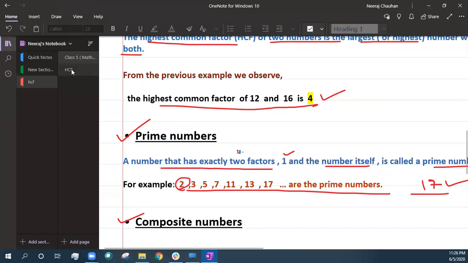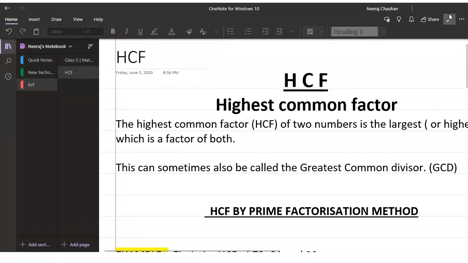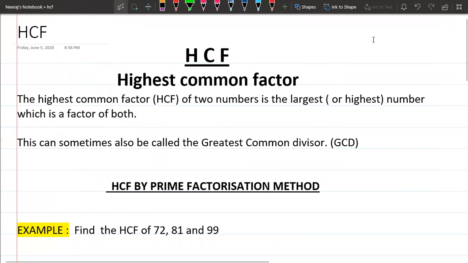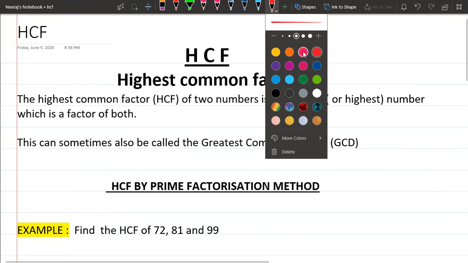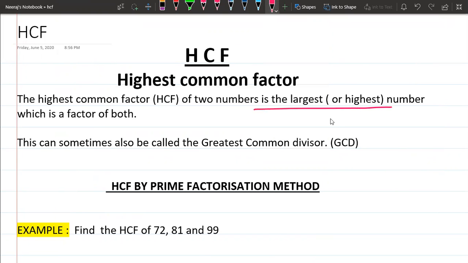So now our next topic is the highest common factor, and there are sums and methods related to the highest common factor. We have already learned the definition. The highest common factor of two numbers is the largest number which is a factor of both the numbers. And children, sometimes we call the highest common factor the GCD, the greatest common divisor.